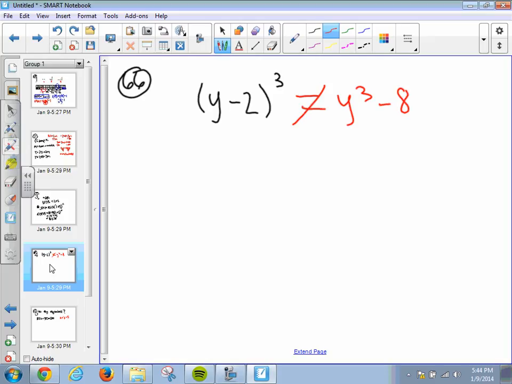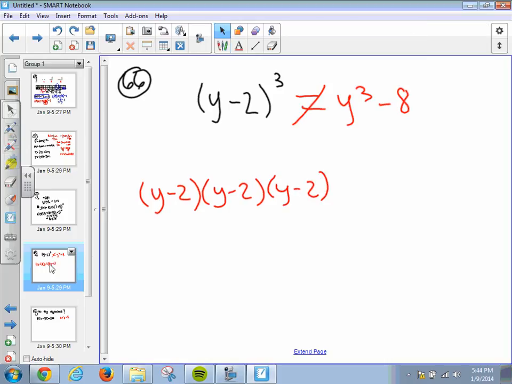So what we're going to do is we're just going to expand it. And really what that means is we have y minus 2 times y minus 2 times y minus 2. Please make sure you're expanding it out. That's all they wanted for 66.